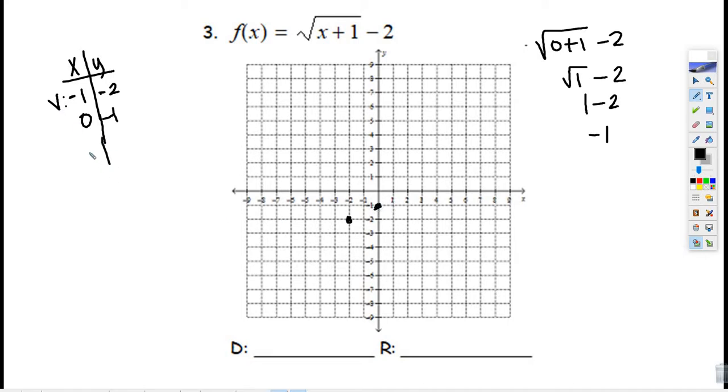I could also choose 3. So I have the square root of 3 plus 1 minus 2. 3 plus 1 is 4, the square root of 4 minus 2. 2 minus 2 is 0. So I have 3, 0.